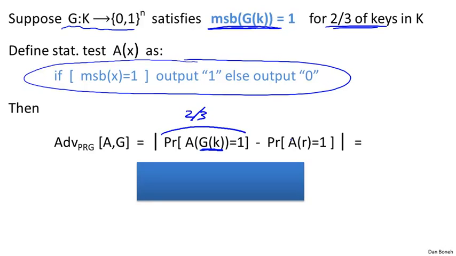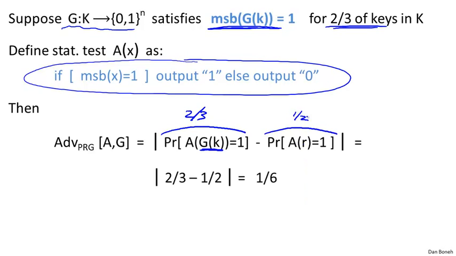Now let's look at the case of a random string. If I give you a random string, how likely is it that the most significant bit of the random string is 1? For a random string, that happens exactly half the time. And so in this case, the statistical test will output 1 with probability 1/2. And so the overall advantage is 1/6, and 1/6 is actually a non-negligible number. That's a fairly large number, which basically means that this A was able to distinguish the output. We'll say that A breaks the generator G with advantage 1/6, which basically means that this generator is no good, it is broken.